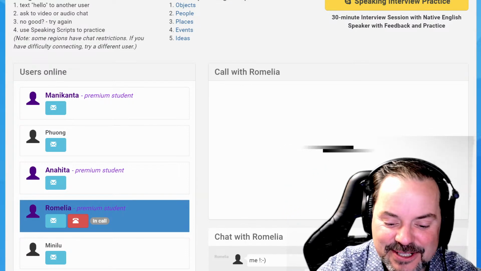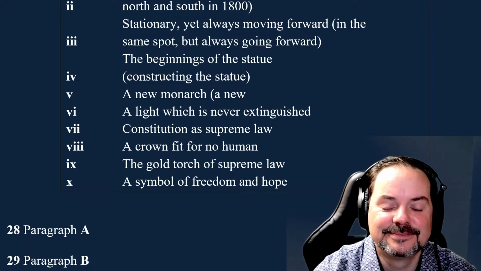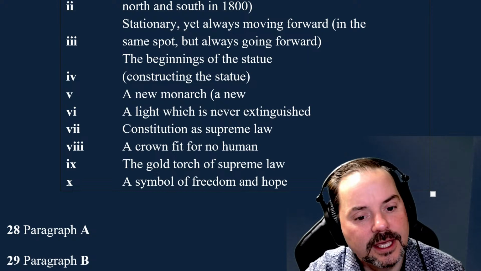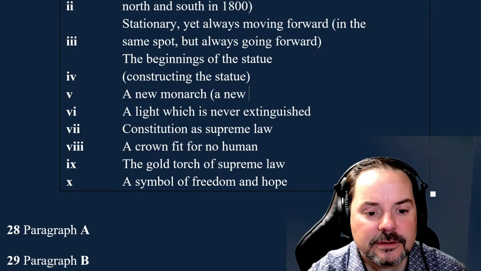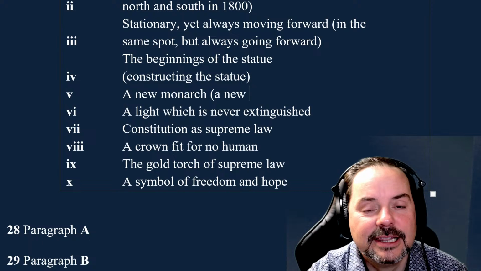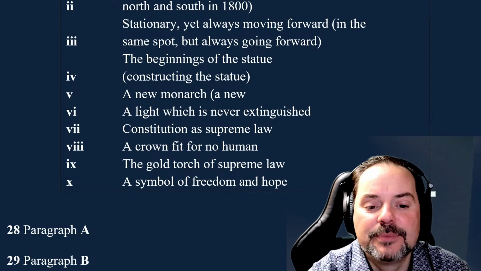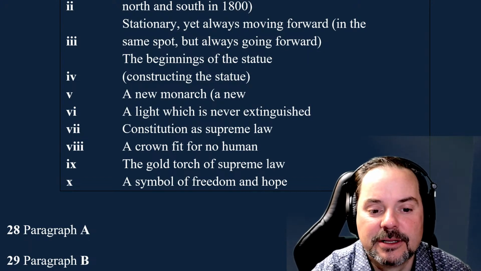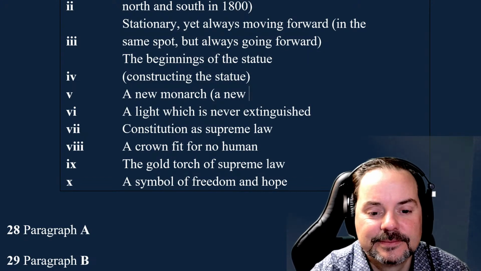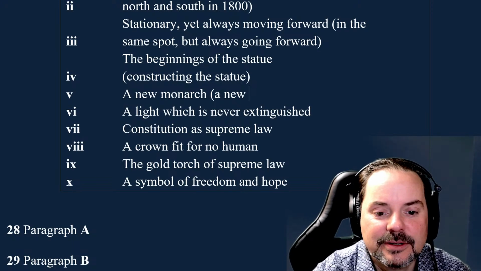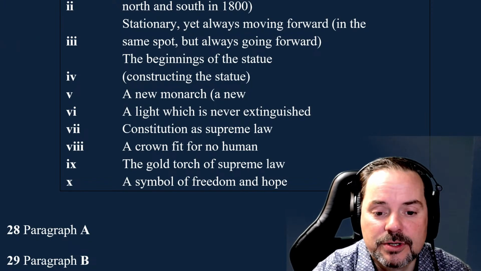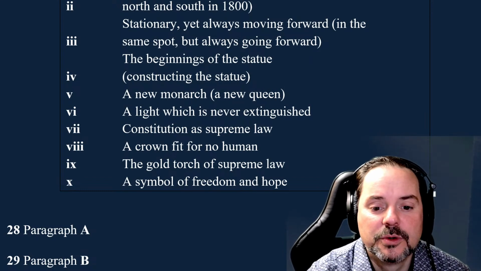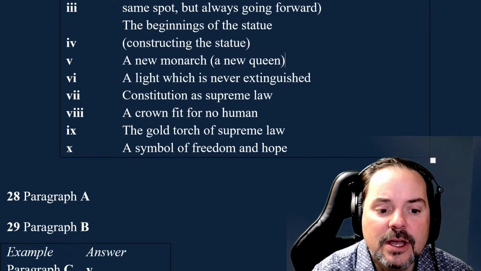Okay. So what does the monarch mean? What's a monarch? A king, a queen. Exactly, yeah. It's a king or a queen, right? So in this case, would it be a king or a queen? Another leader, right? A leader. But in this case, let's be more specific. So Statue of Liberty, male or female? She's a female. So it'd be a new queen, right? Because Statue of Liberty is a woman. So it would be a new queen, right? Okay. All right. Let's keep going.